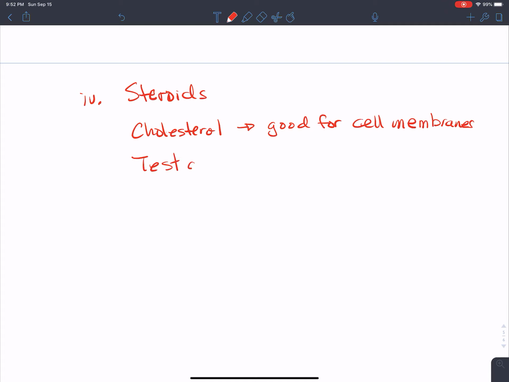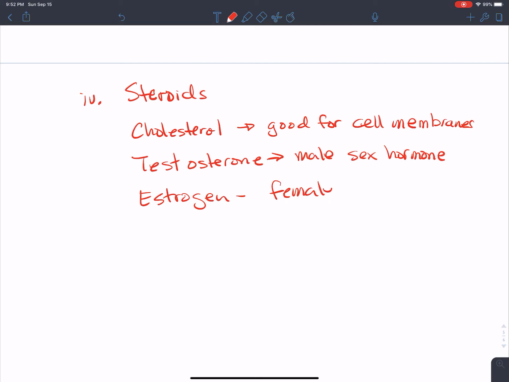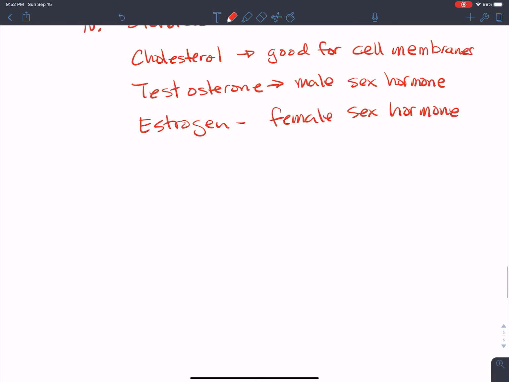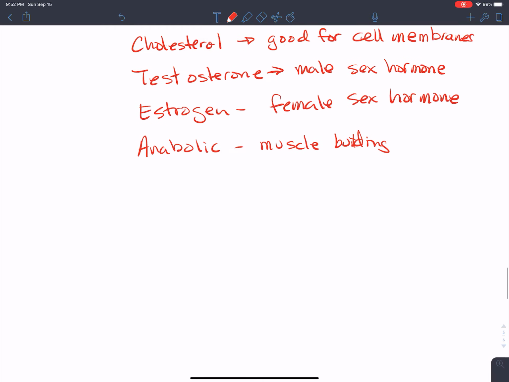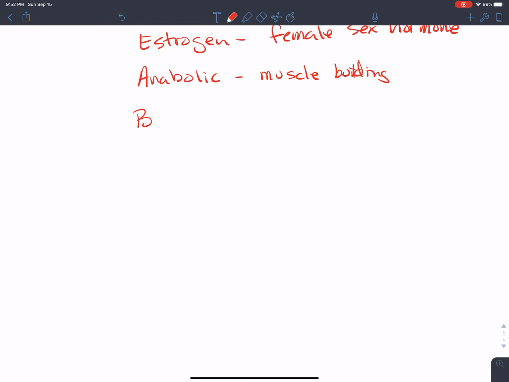You think of others like testosterone, which is a male sex hormone. And of course, estrogen, which is the female sex hormone. Very important for both sexes, by the way. You've probably heard of anabolic steroids. Anabolic steroids build muscle, but they have some terrible side effects and they should not be used the way they often are used illegally to build muscle artificially. They're very hard on your liver, they're hard on your heart and your brain, and they can actually kill you.